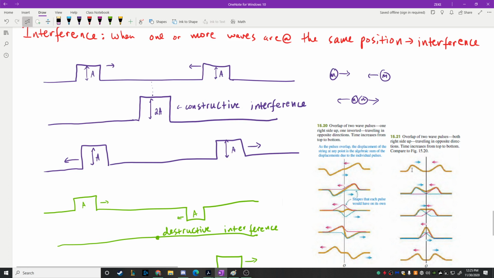You've got your constructive over here on the right. The two waves get close to each other, they start to add together at this point, they add together maximally at this point, and then they pass through. And then here we have these two waves. They come together, they cancel out right in the middle, and then they pass through each other again.